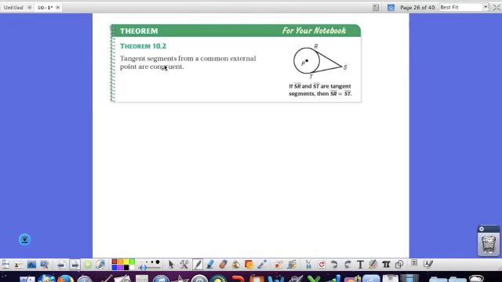Theorem 10.2. Tangent segments from a common external point are congruent. So since R is a point of tangency and T is a point of tangency, RS is going to be congruent to TS.